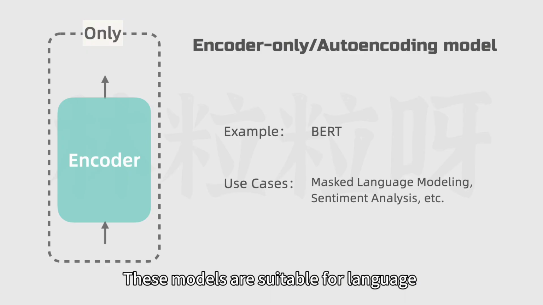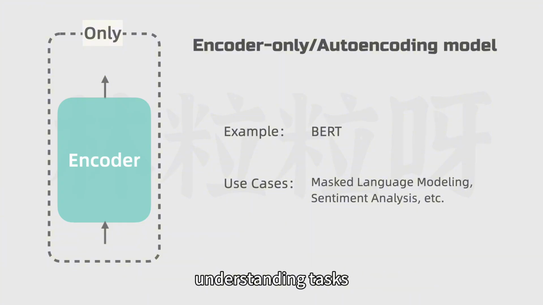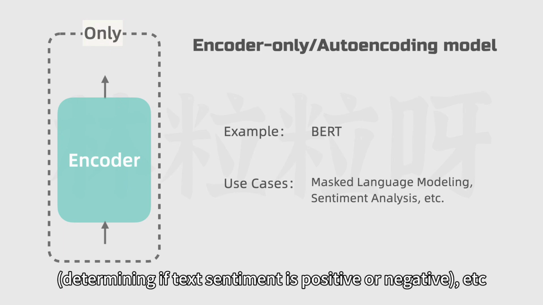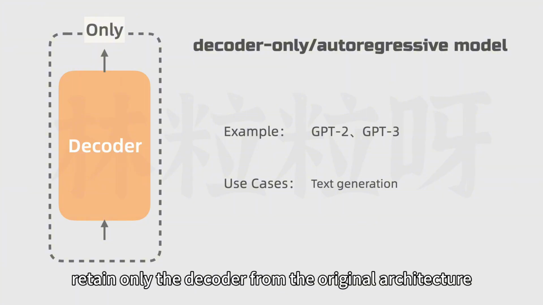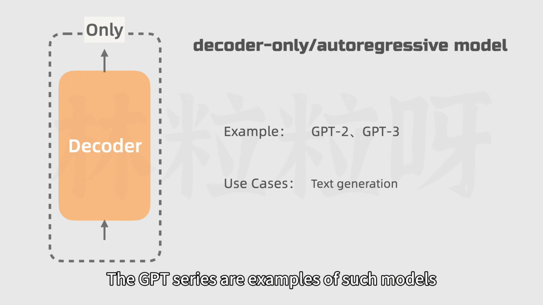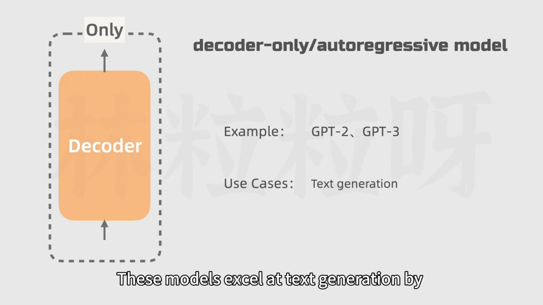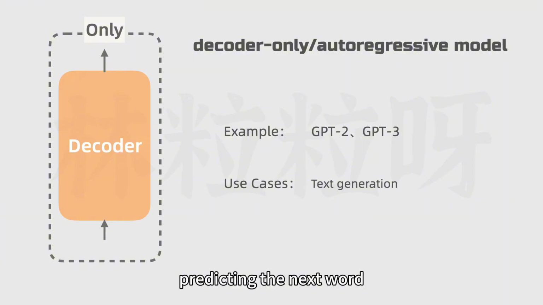These models are suitable for language understanding tasks, such as masked language modeling, guessing masked words in text, sentiment analysis, determining if text sentiment is positive or negative, etc. Decoder-only models, also called autoregressive models, retain only the decoder from the original architecture. The GPT series are examples of such models. These models excel at text generation by predicting the next word, as we've seen with ChatGPT.